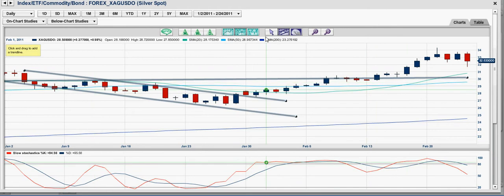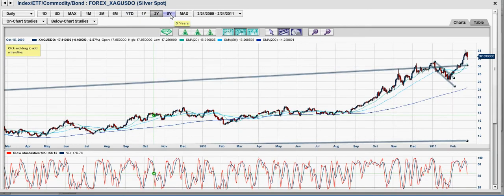As far as shorting it, I don't know. I mean, you could do it. You do kind of have a good risk to reward ratio there because it is a bit overbought. But I really wouldn't try and push it too much.